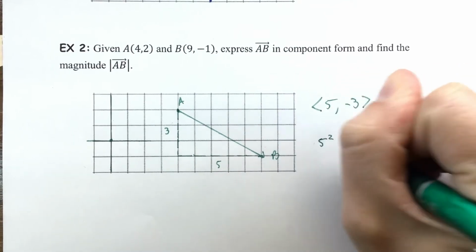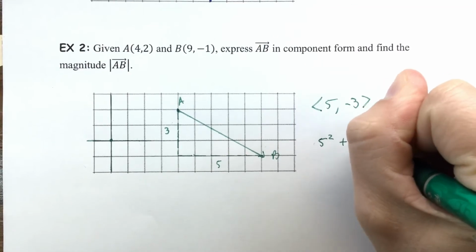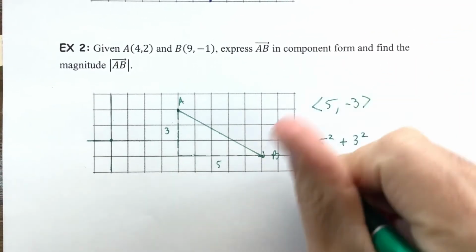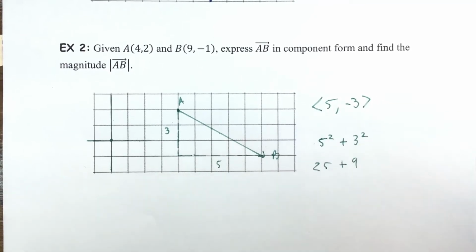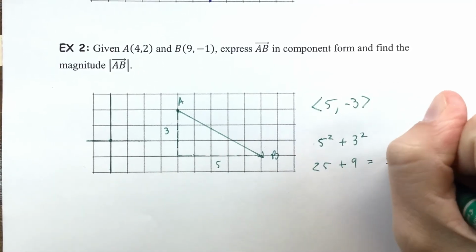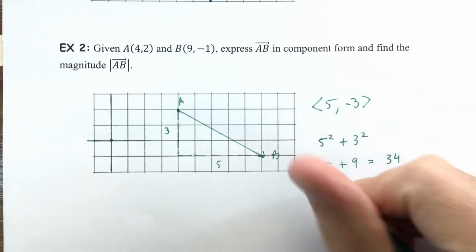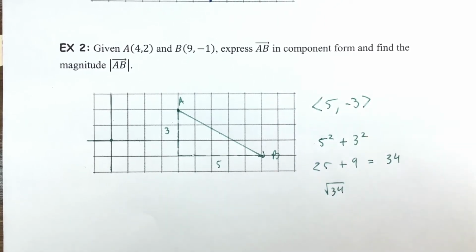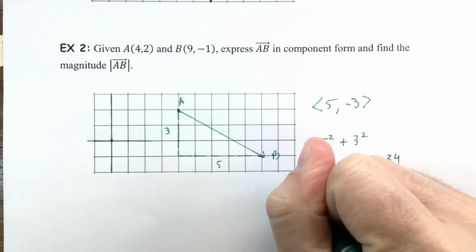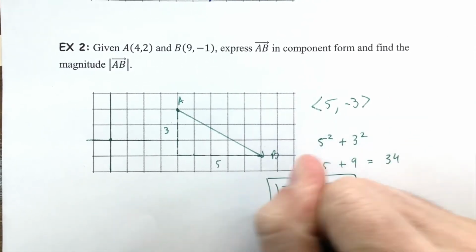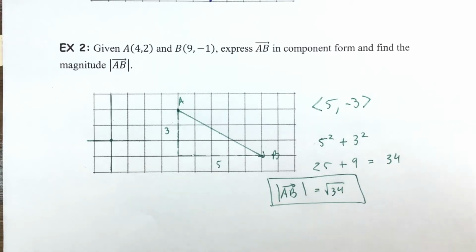All right, so we're going to take 5 squared plus 3 squared, which is going to be 25 plus 9, which equals 34, and then the magnitude, we can describe that as the square root of 34. Okay, so vector AB's magnitude is going to be equal to the square root of 34. That, of course, was our component form.